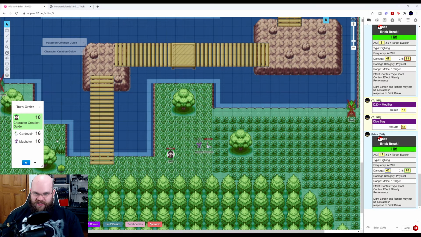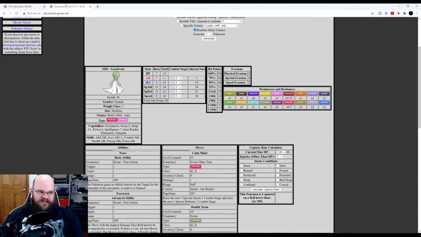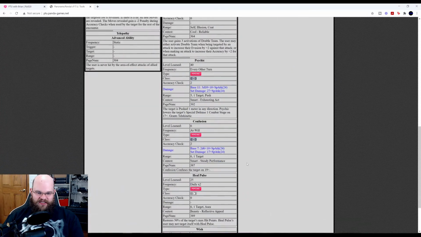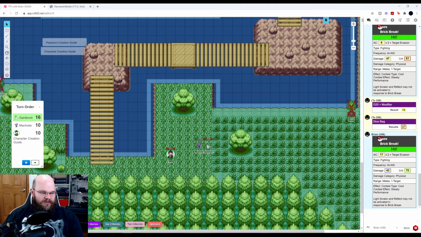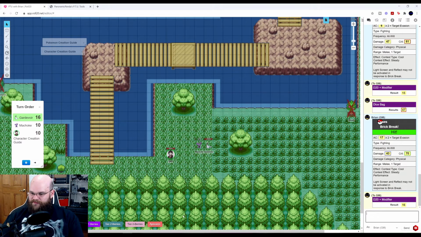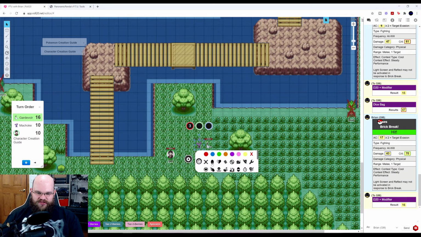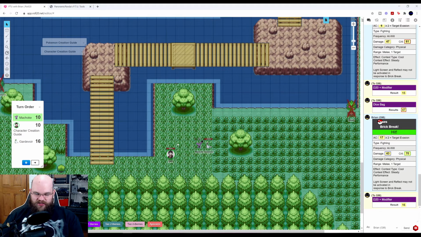But we're just going to play this out so you can see. You obviously know where it's going to go. Obviously, then Gardevoir is probably going to cast, because Psychic is every other turn, so we can't use it again. Right now, we're going to use Confusion. So let's just hit it here. 16 hits. Machoke is now confused. His turn, he would have to make a check to see if he could act normally. We'll just assume that he does.